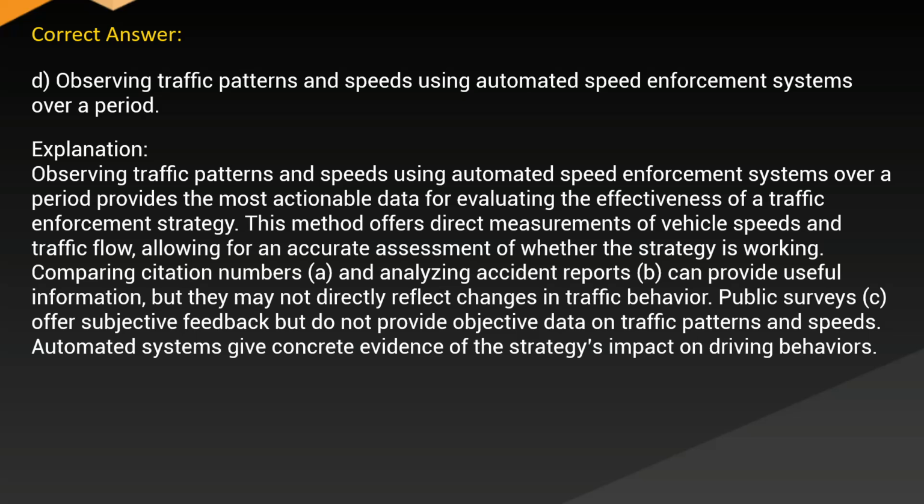is working. Comparing citation numbers (A) and analyzing accident reports (B) can provide useful information, but they may not directly reflect changes in traffic behavior. Public surveys, C, offer subjective feedback but do not provide objective data on traffic patterns and speeds. Automated systems give concrete evidence of the strategy's impact on driving behaviors.